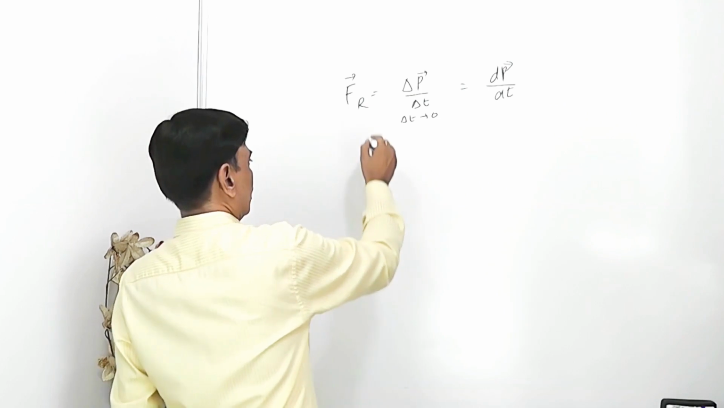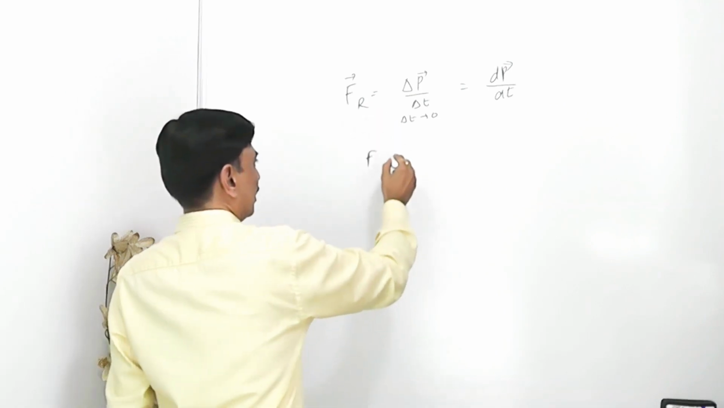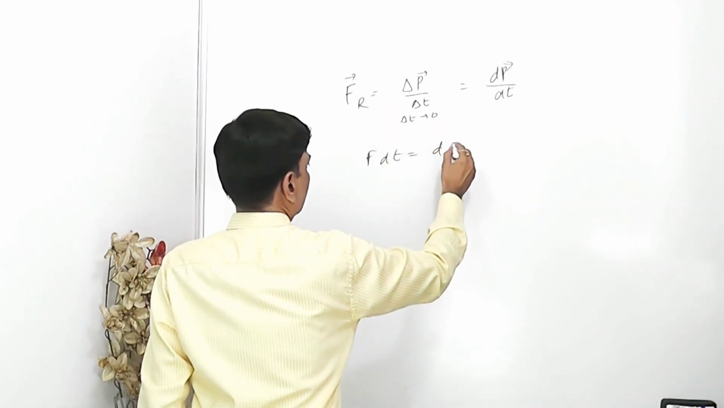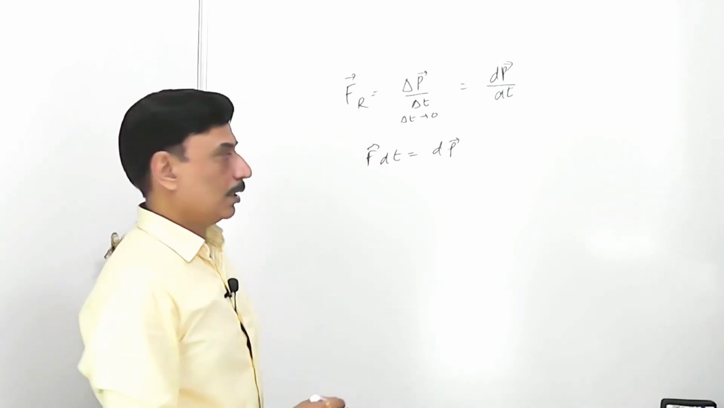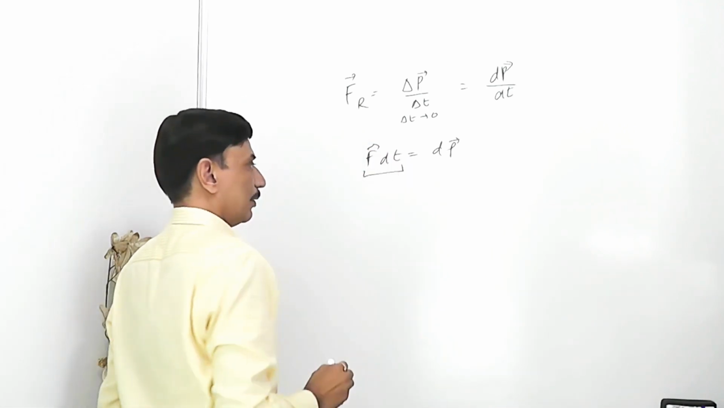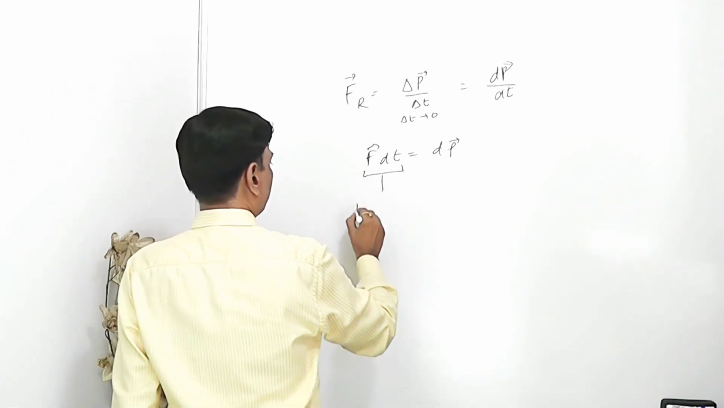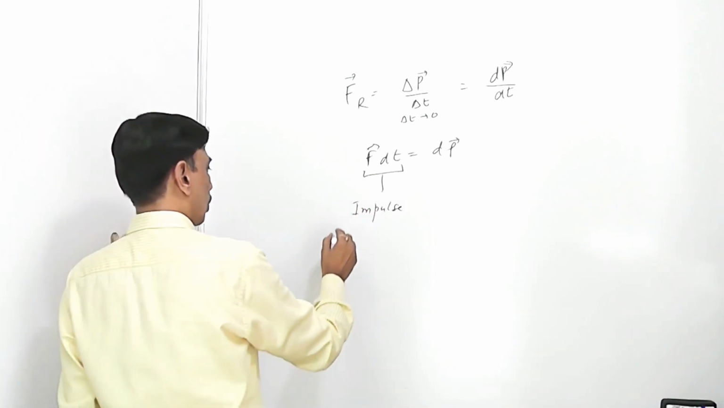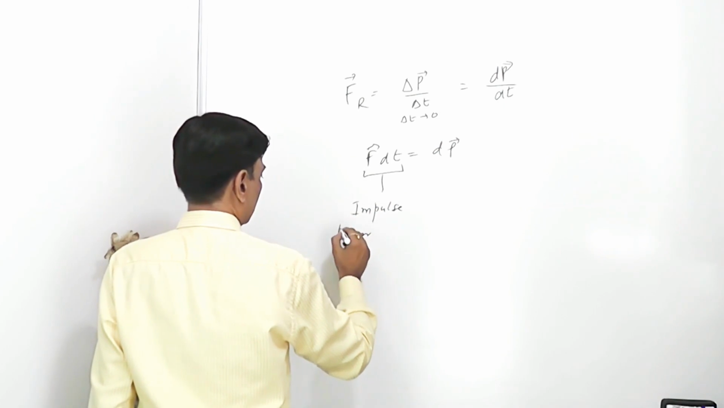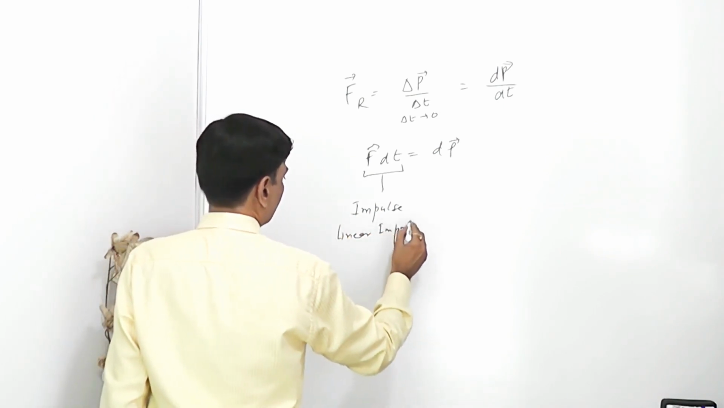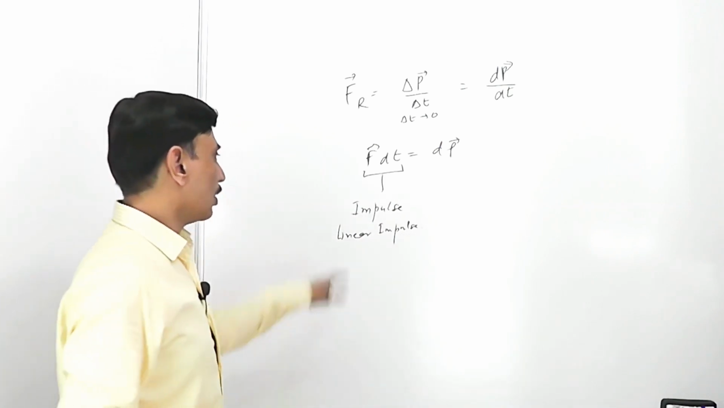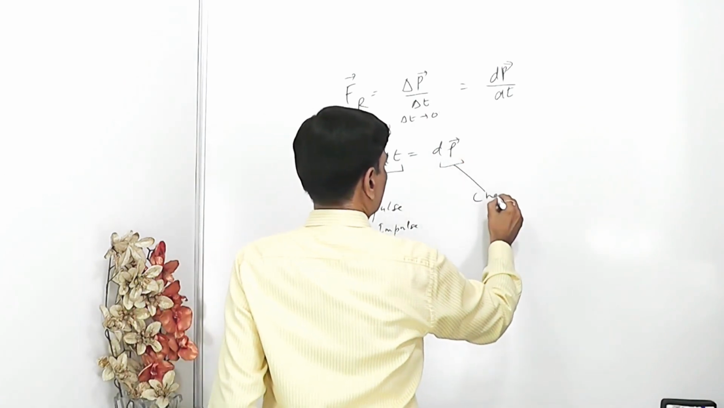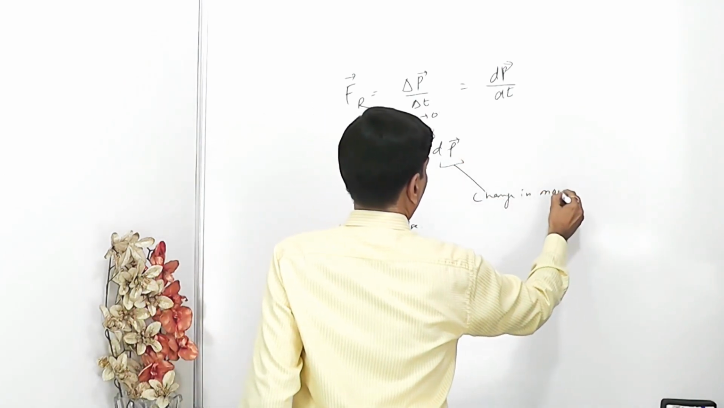Now if we look over here, suppose Fr or F is the same thing. If we take dt over here, F dt becomes dP. This product of force and a very short duration is called impulse. To be more precise, this is called linear impulse. We can also have an angular impulse. So linear impulse is dP or delta P, which stands for change in momentum of the body.